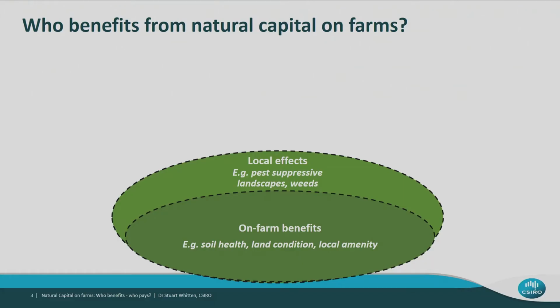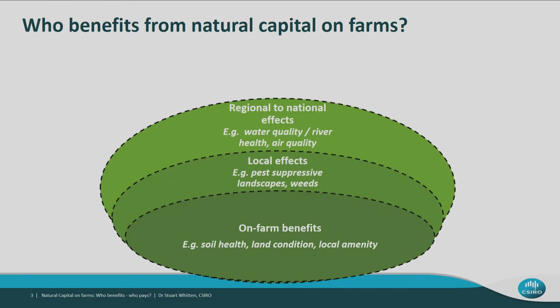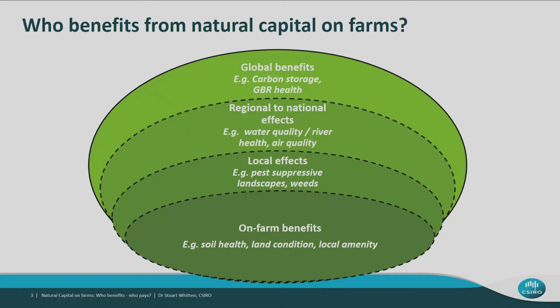Some of these are local effects. They can only be produced by you and your neighbours together. And we're talking particularly here about things like pollination, pest suppressive landscapes and things like that. Others accrue further away. Almost everyone here will be familiar with the concept of a watershed or a catchment. At that sort of scale, you're often looking at water quality. And some are global. So carbon, it doesn't really matter where you emit it, it just contributes to the global pool of carbon in the atmosphere.